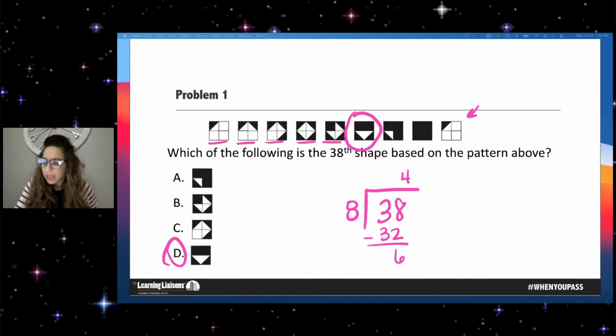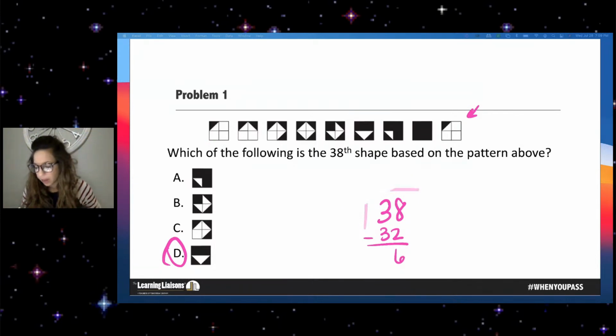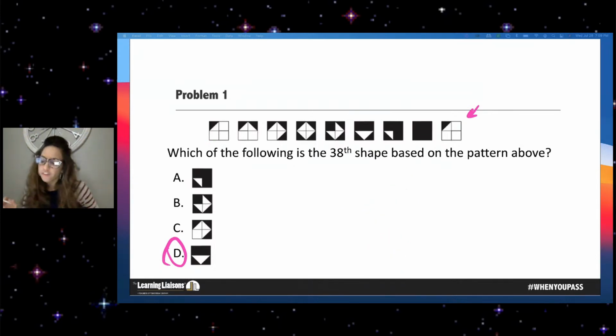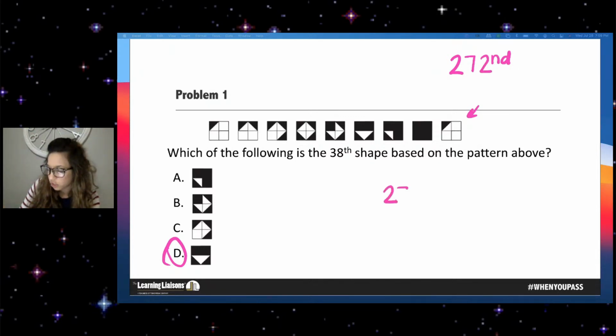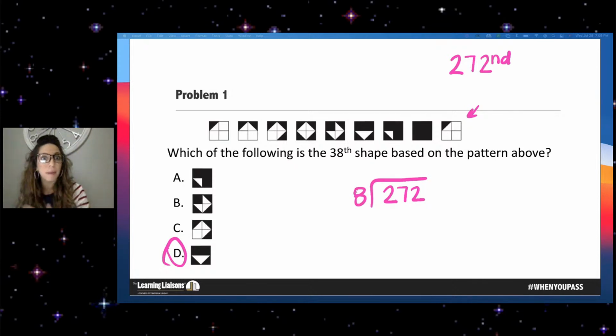Let's try another one. Let's try one that we can't count out. Let's say which of the following is the 272nd shape based on the pattern above. What would we do? Well, we would divide 272 by 8 because we have 8 items in our pattern before it repeats. 8 goes into 27 3 times, 24.